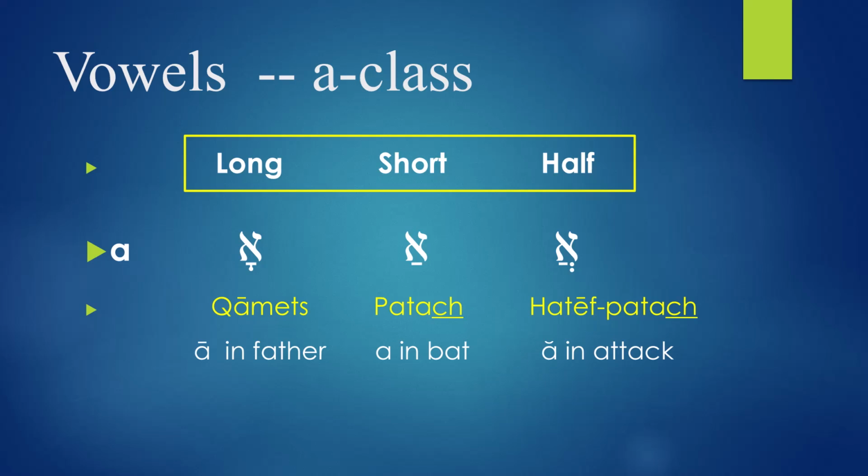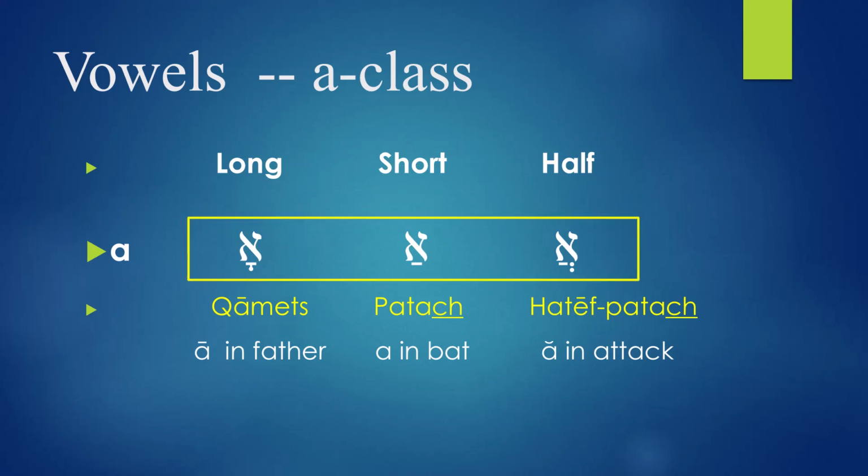Now, as we look at the A, E, O classes, some classes have only long vowels and short vowels. Some have long vowels, short vowels, and half vowels, as you'll be able to see. So let's begin with the A class vowels. Now, for us to know these vowels, we're going to use the Aleph letter. The simple reason why we're using Aleph is because Aleph is a silent letter, and this will allow us to hear the vowel sound only.